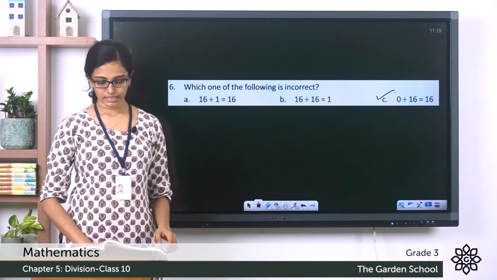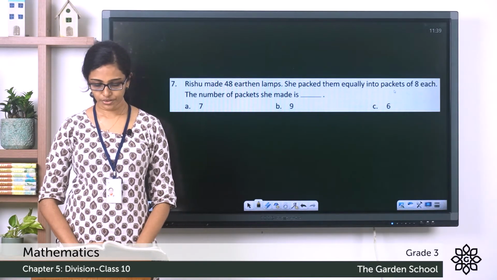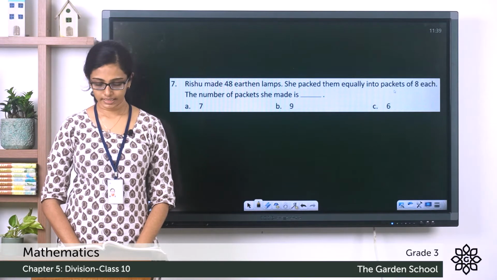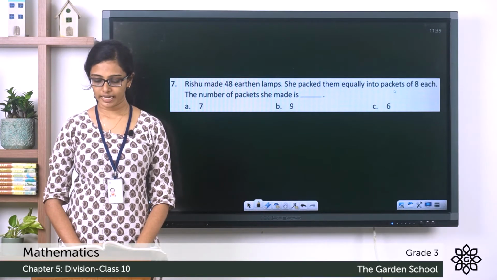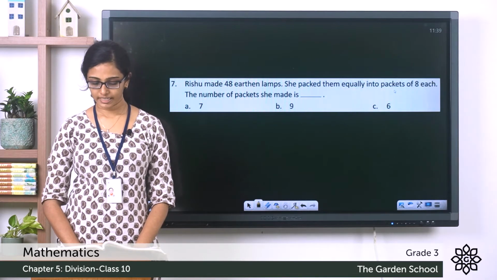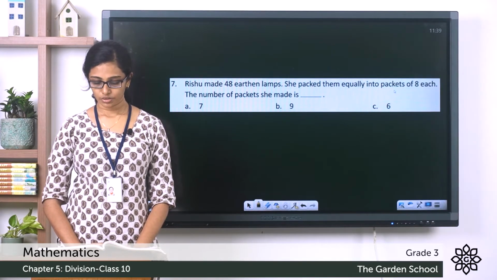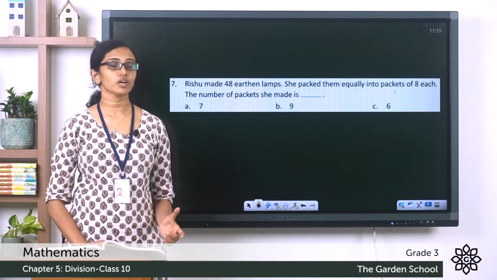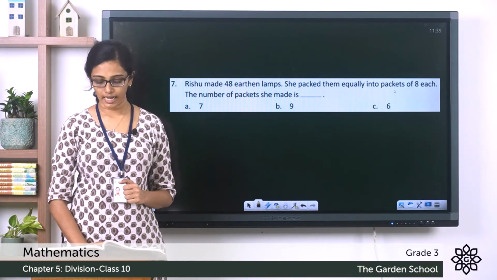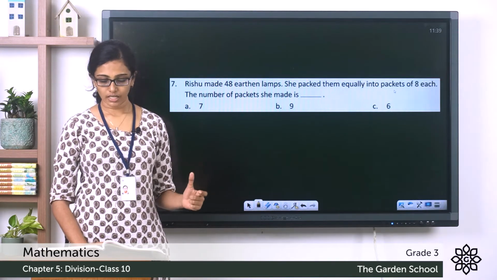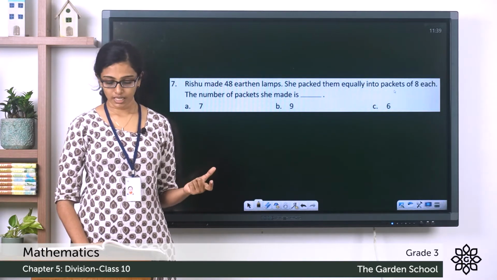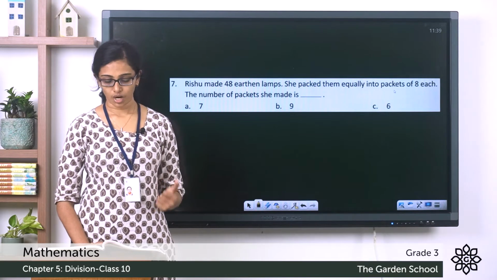So what about question 7? Rishu made 48 earthen lamps. She packed them equally into packets of 8 each. The number of packets she made is. So what is given? There are a total of 48 earthen lamps and she packed them equally into 8 packets. So you are asked to find out how many lamps are there in each packet. So how would you do it?